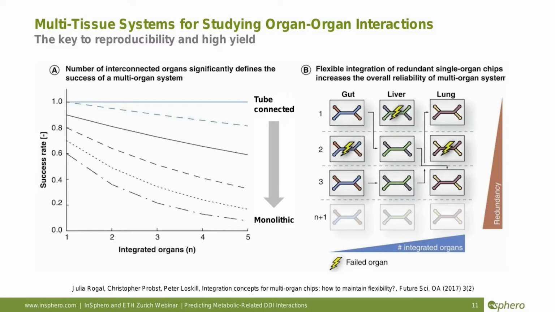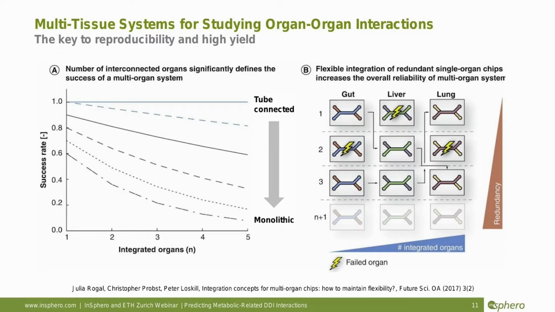However, if you have a monolithic design where all the organ models need to function during your multi-system experiment, your yield is decreasing with the number of organs that you're integrating into the system. Because you can imagine if just one of these models, for example, the gut, is not working, your whole system will collapse.